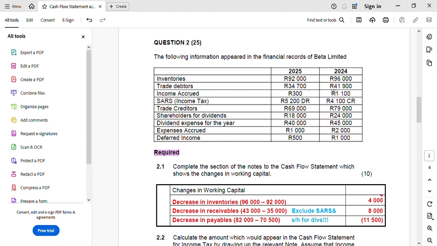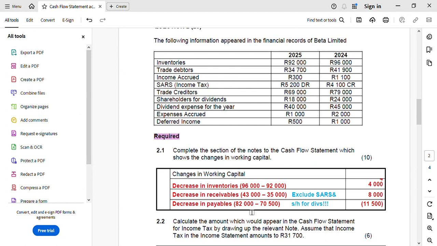So debtors have actually gone down. You take those two numbers and add them and subtract what they are. Because debtors have gone down, that means you are receiving money because they're paying you back. So that is an inflow of cash. Then in terms of your payables, in this case you've got three amounts that are relevant: trade creditors, expense accrued, and deferred income. If you add up those amounts, you will see that payables have actually decreased as well. If payables have decreased, it means you have paid back, which is an outflow of cash.